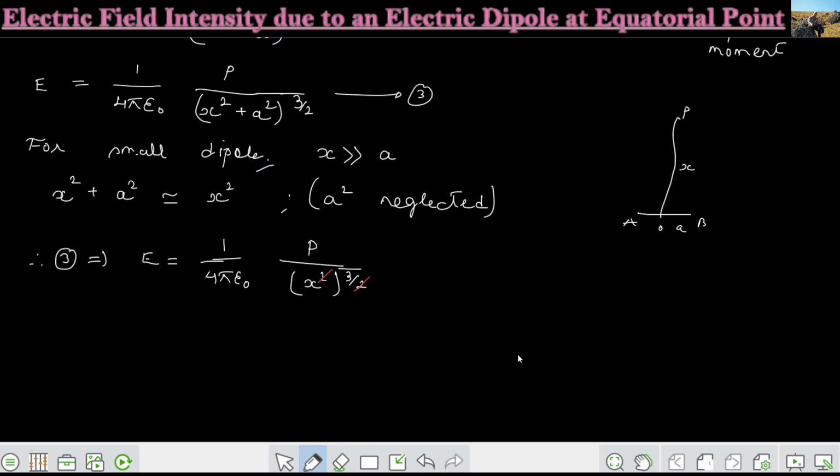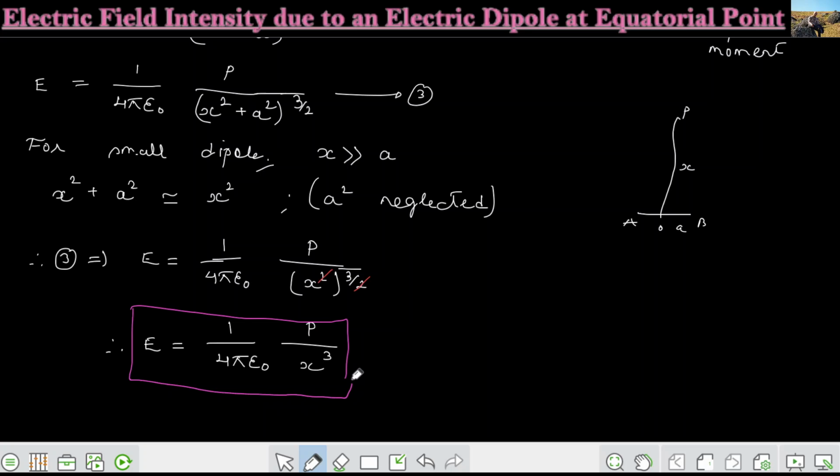You get the final expression: therefore, the electric field is given by 1 by 4 pi epsilon naught, P divided by x cubed. This is the final expression for the electric field due to a dipole on the equatorial line.